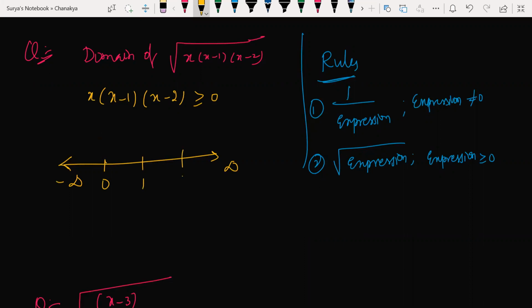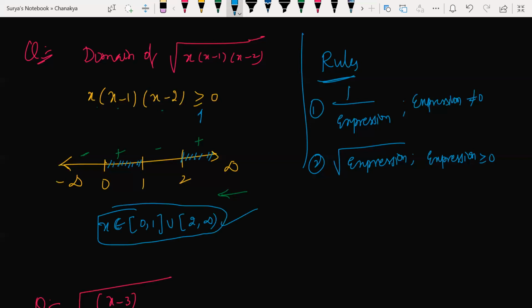Look at it here: 0, 1, 2. The coefficient of x is positive and the powers are odd, so I can apply plus, minus, alternate signs from right to left. I need the greater than or equal to 0 region, which means the positive region. This is the region which I want. So x belongs to the closed interval 0 to 1, union 2 to infinity. Infinity will always be an open bracket. This is the answer. This is the domain.